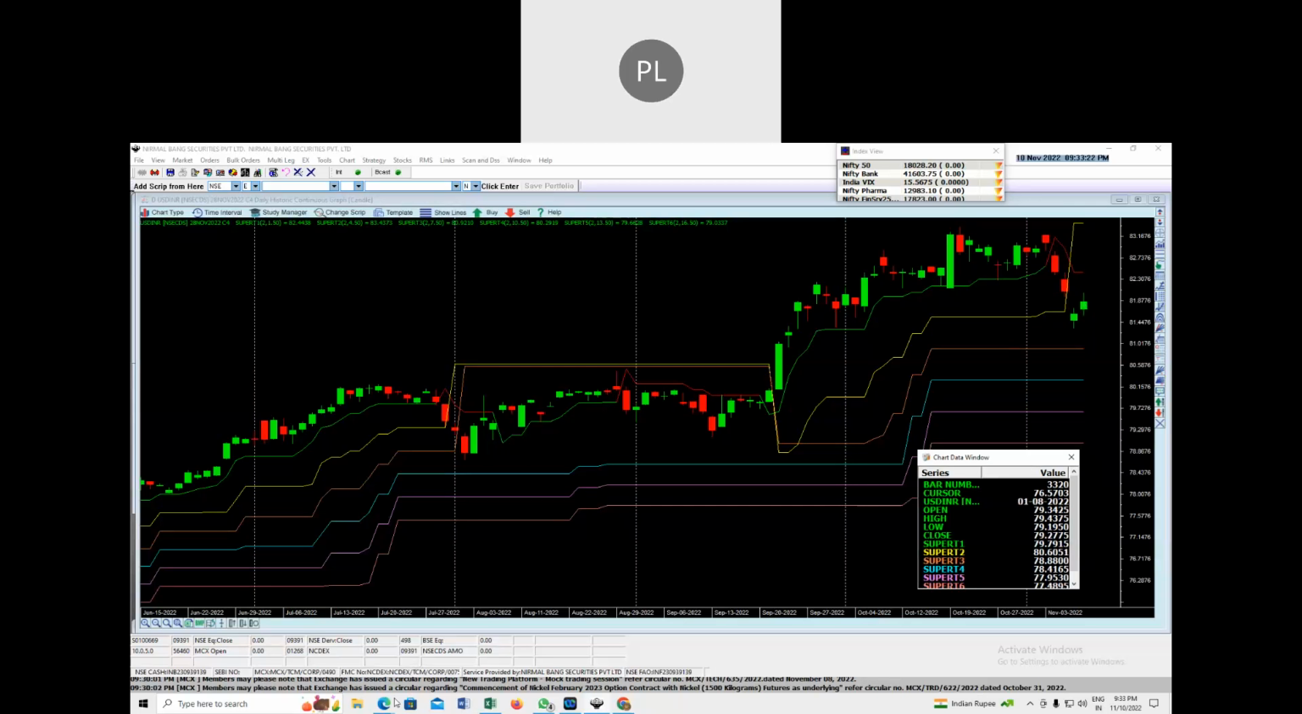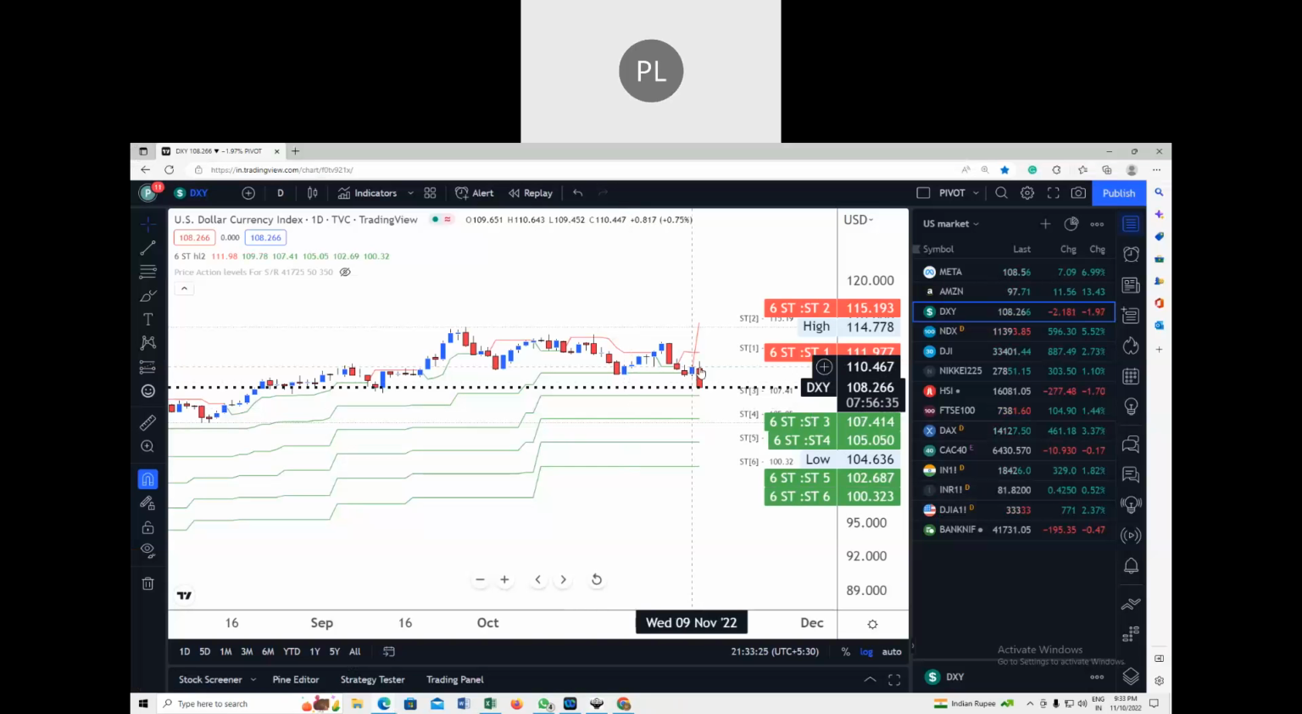Now if I look at the dollar index, here you can see that a big candle was shown after the US inflation data came out, and because of this candle, there has been pressure on the USD INR also. Now it is trading at a lower level, so we can expect a gap down opening tomorrow.